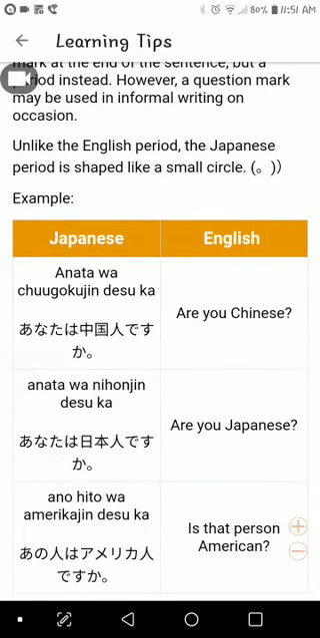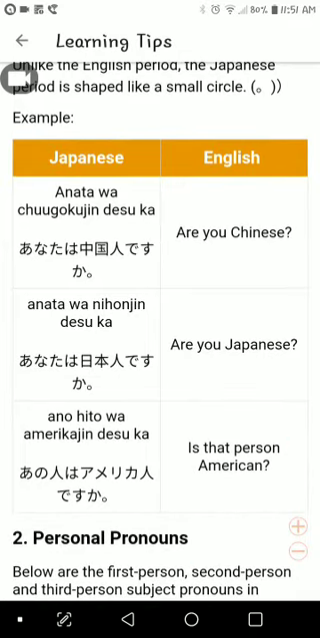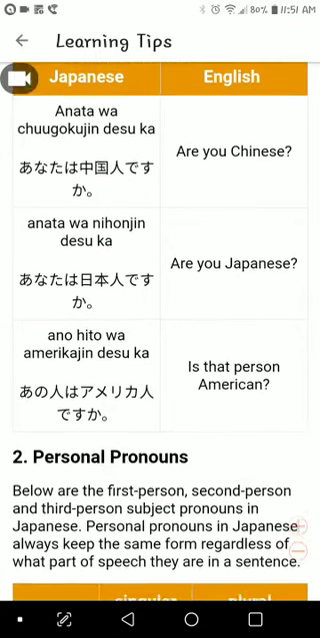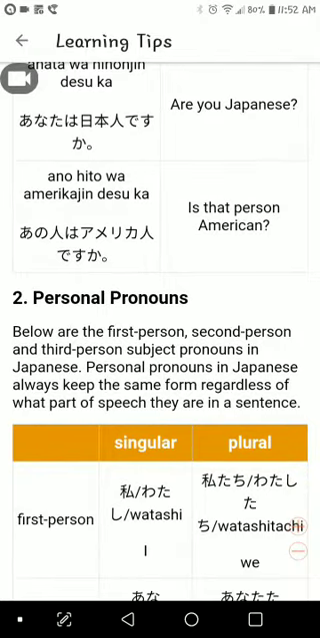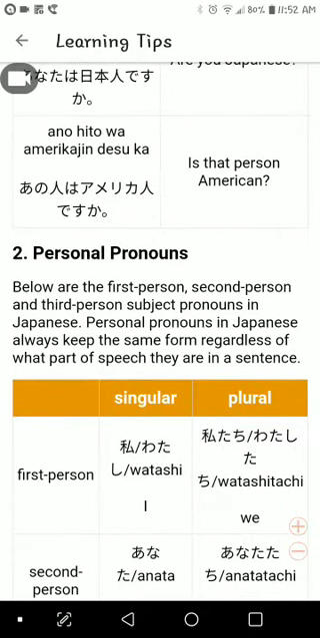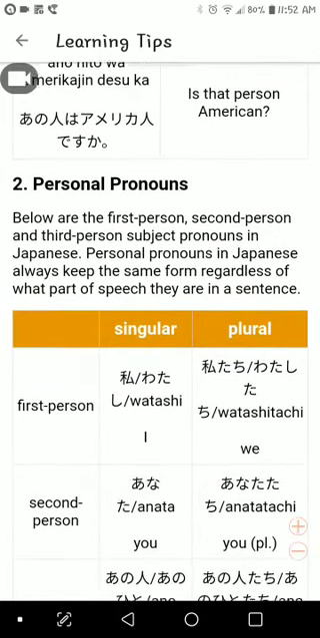Example. Anata wa chūgokujin desu ka? Anata wa nihonjin desu ka? Ano hito wa Amerikajin desu ka? Two. Personal pronouns. Below are first person, second person, and third person subject pronouns in Japanese. Personal pronouns in Japanese always keep the same form regardless of what part of speech they are in.